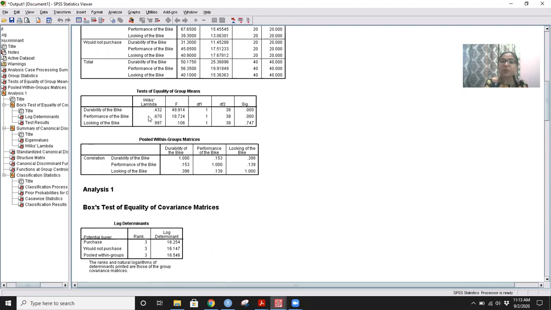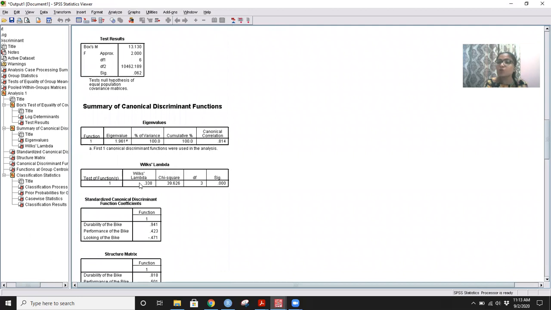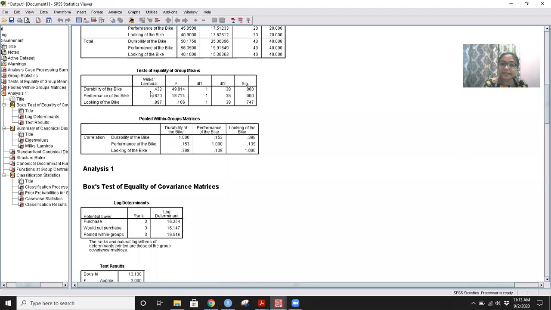Here, Wilks lambda will indicate the proportion of variability not explained by that particular independent variable. The earlier one explained the proportion not explained by the function, that is the discriminant function, but this one explains the proportion of variability not explained by this particular independent variable. So in a way, this is going to convey which independent variable is more important to your analysis. The lower the Wilks lambda, the better it is.